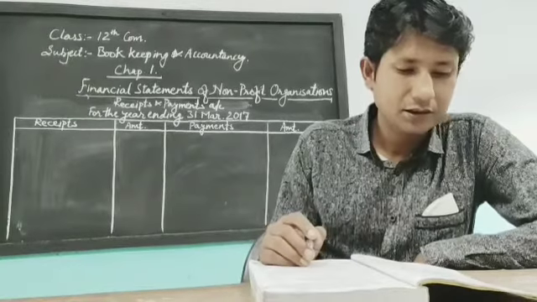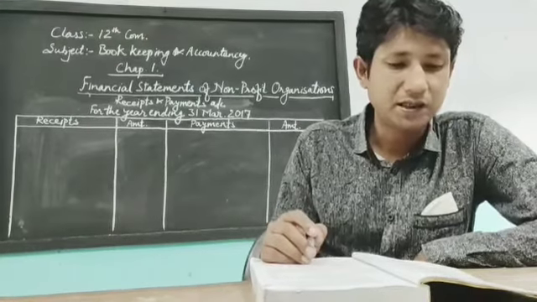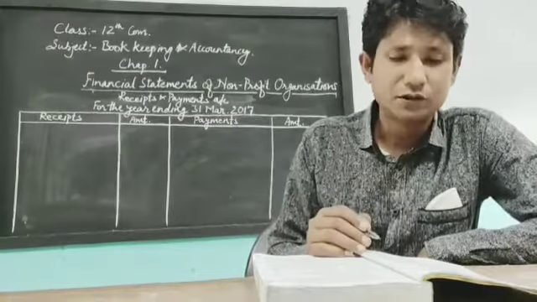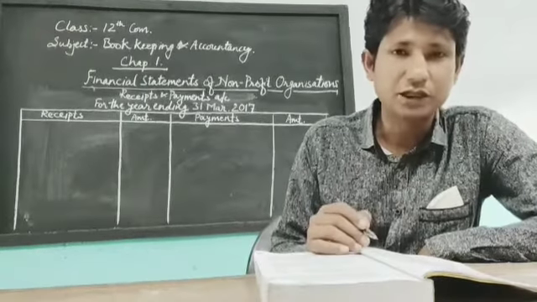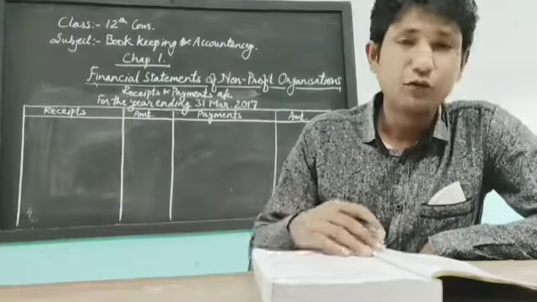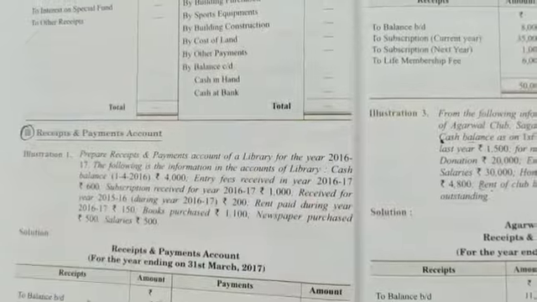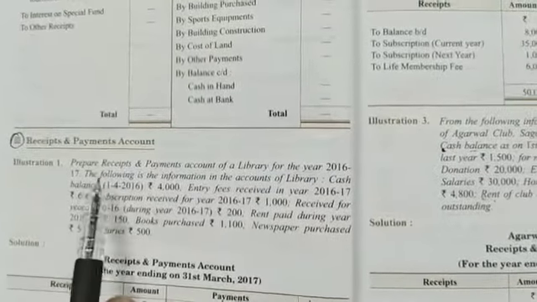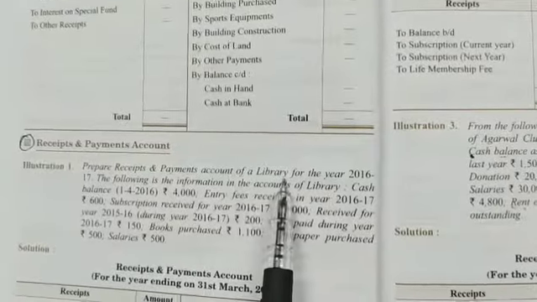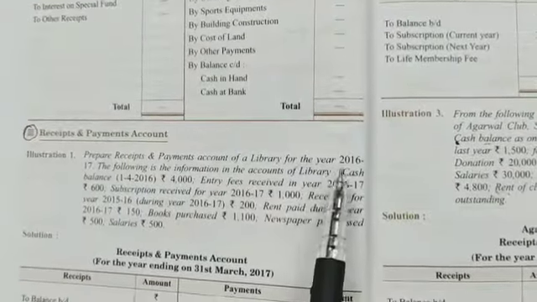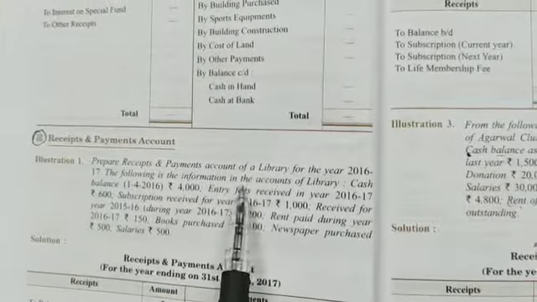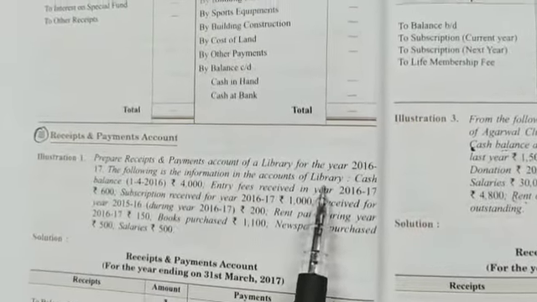The question is given on page number 8. We will also send the photograph of the question. Now let's take a view of the question. Here is the question. Prepare receipts and payment account of a library for the year 2016-17. The following is the information in the accounts of library.